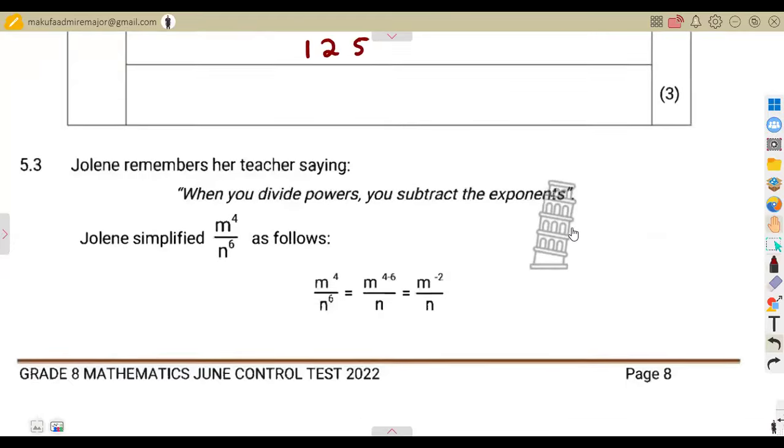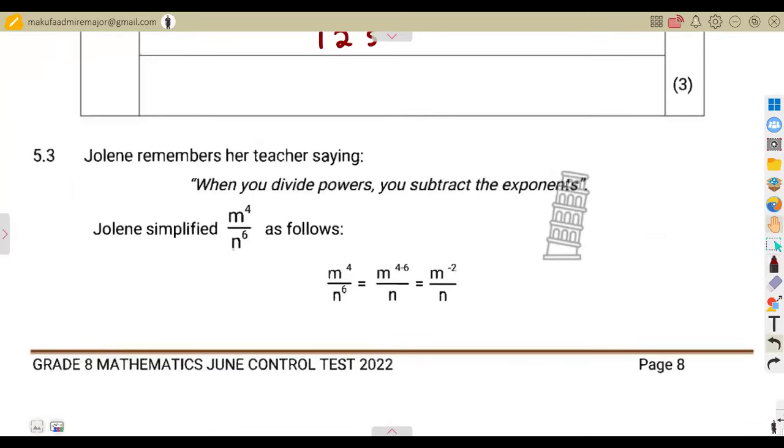All right. Question 5.3. We are given: Jolene remembers a teacher saying, when you divide powers, you subtract exponents.